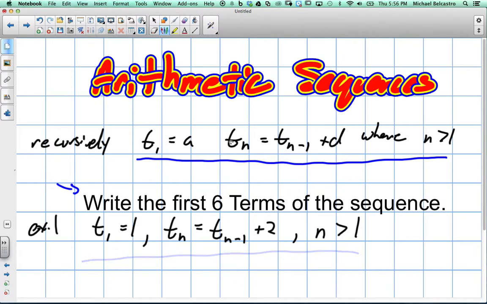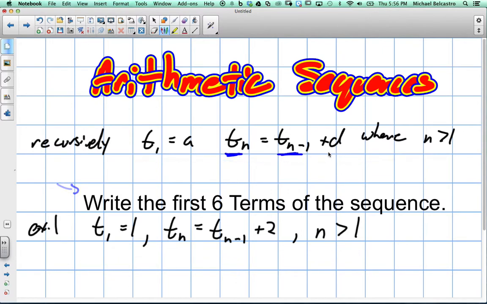Okay, so the sequence is written as this being the term. The term number is equal to the term number before plus whatever our value is that increases or decreases by, hence being arithmetic, either adding or subtracting. And the n, so the term number, has to be greater than 1. Okay, so here's our example.